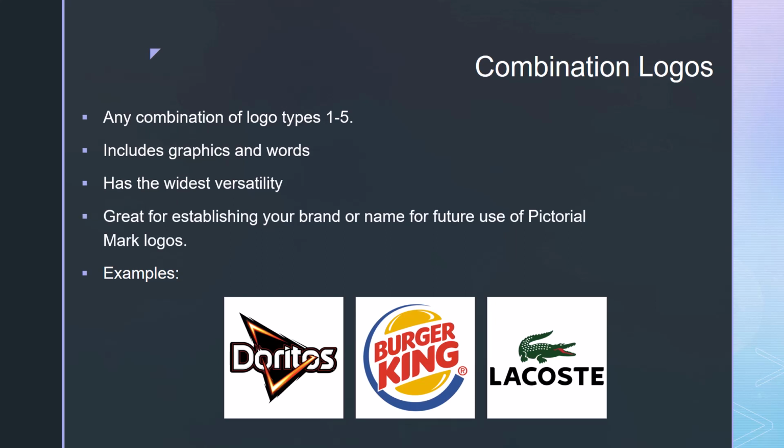They're really great for establishing your brand or your name if you want to use a pictorial mark logo later in life. So I always look at that Lacoste logo down there. It's got the picture of the alligator, and if you think about it, they always have the alligator on their t-shirts, right? But it doesn't necessarily say the words. So it's really great for you to kind of establish a pictorial logo first, and then you can always drop the words later once your business gets established.